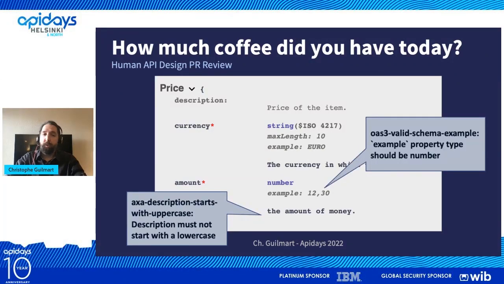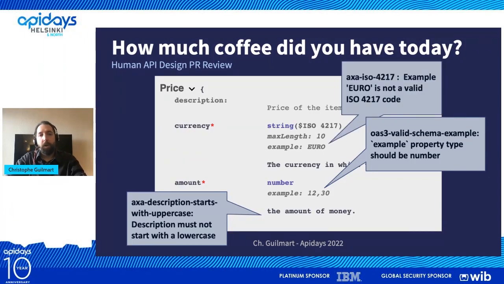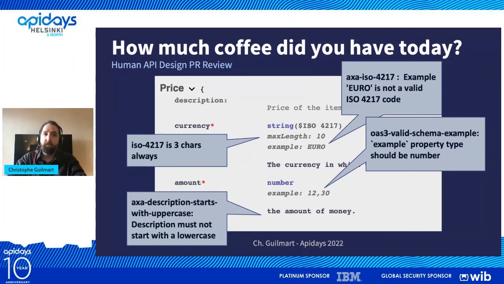Here again, the example is incorrect. It should be 12.3, not 12,3. This is a problem you often see in Europe. Another example is hero. It's not a valid ISO code. The example value is incorrect. Same for max length. Max length should be 3, not 10, because this ISO code only uses 3 characters.